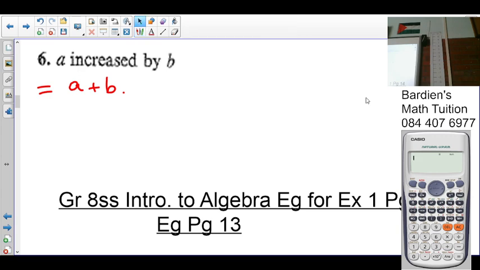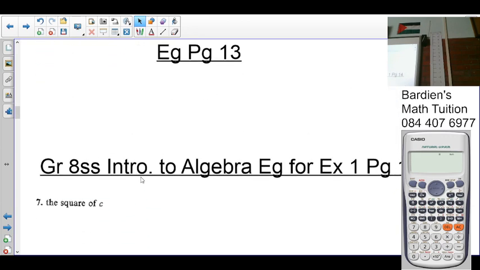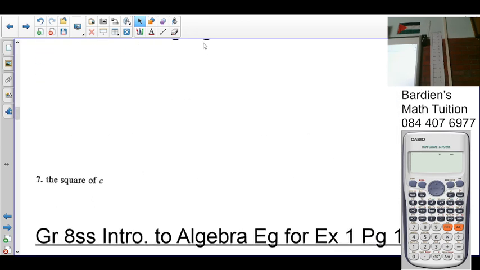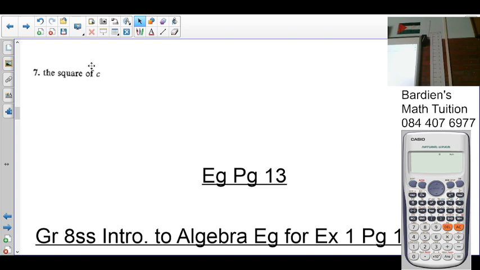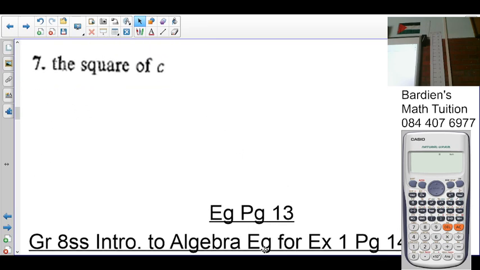And A plus B can be added. Why? Okay. Let's carry on. It says the square of C. C is where? You know C is where? C squared. Okay. Do you all understand? Okay. What if I had said the square root of C?